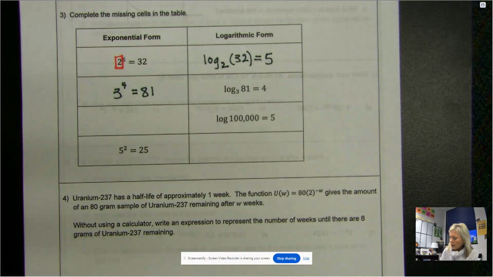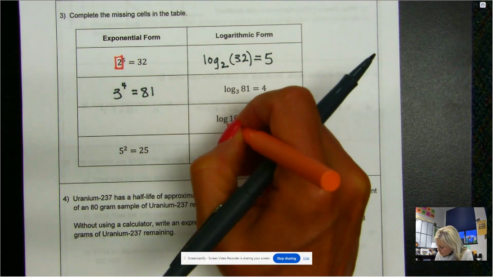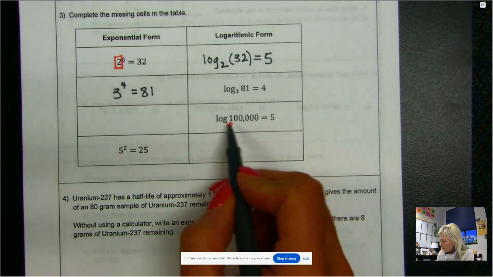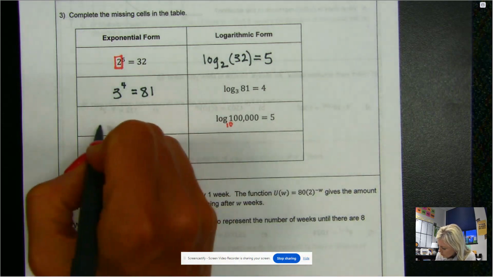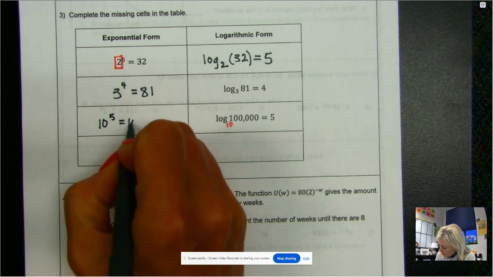Okay. Here where the base of the log is not written, it's because it's a base of 10, so it's assumed when there's not a base written that the base is 10. And so this is 100,000, it's equal to 10 to the fifth. So 10 to the fifth is equal to 100,000.